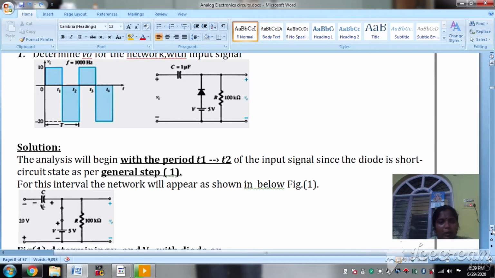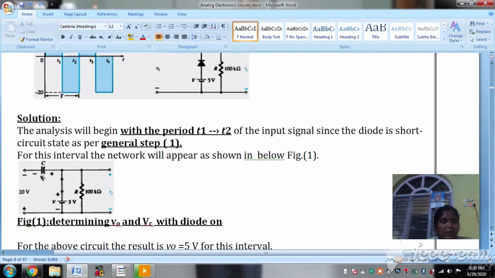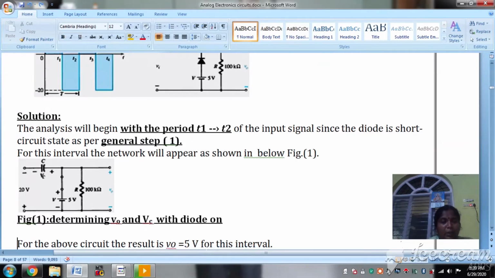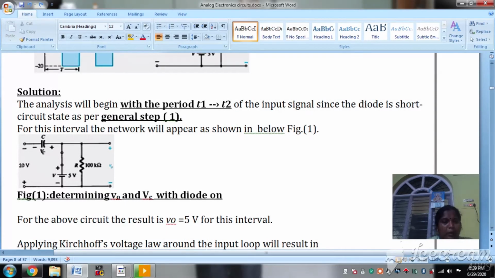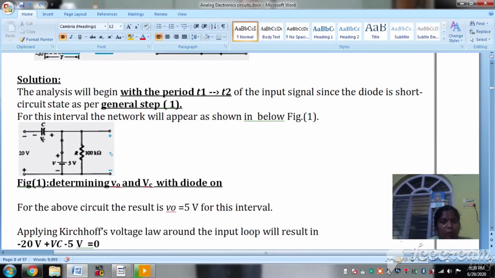Now you see, during the negative half cycle the capacitor will be charged to minus Vc, and the diode will be forward biased. During the negative half cycle, the output across the load resistance is 5 volts. So during the time interval of the input from T1 to T2, my output voltage is 5 volts.